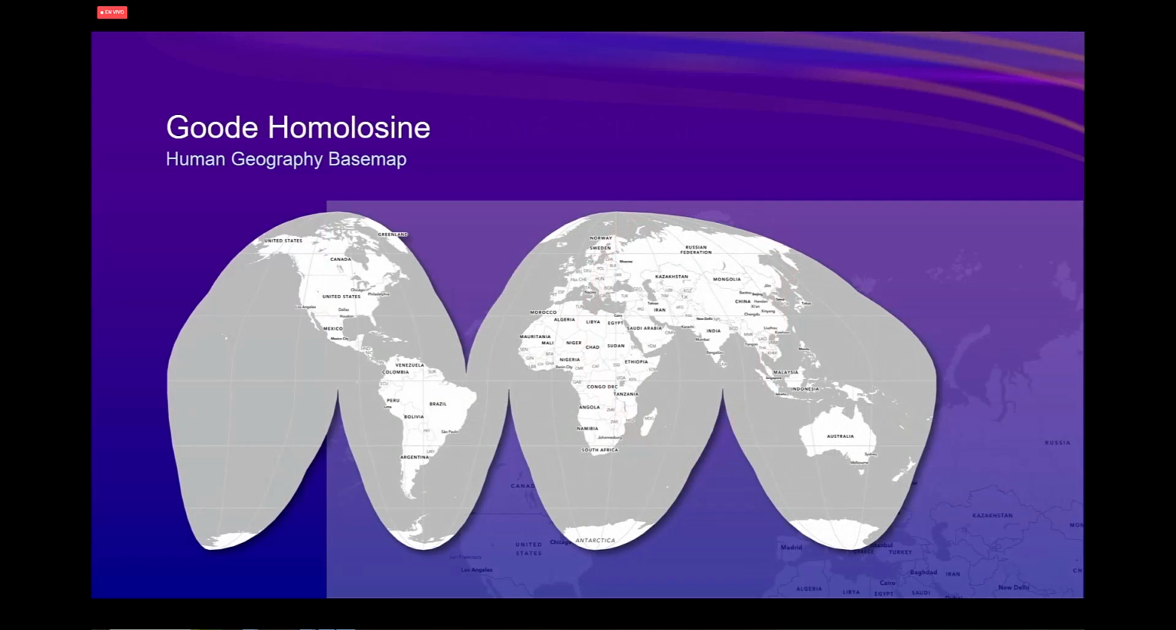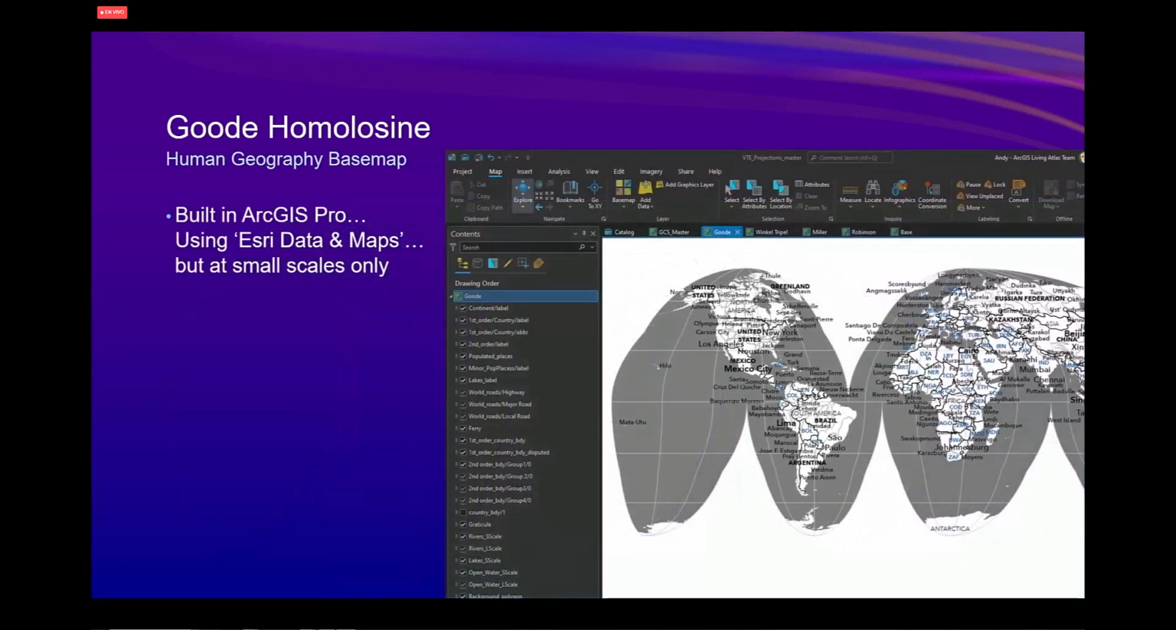However, this is a version of the human geography base map that I built. Human geography, are you ready for this? I love it when Andy says, however. That I built from scratch in ArcGIS Pro. And I used Esri data and maps for it, just because it was there and I could. And it needed a little bit of massaging on the data, but I was able to get to it.